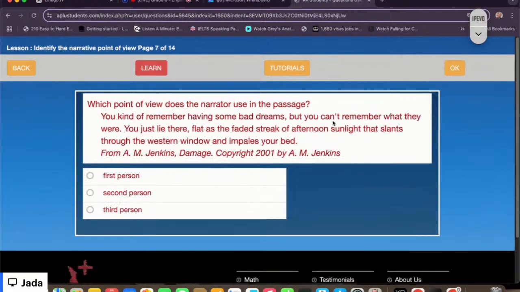You kind of remember having some bad dreams, but you can't remember what they were. You just lie there flat as the faded streaks of afternoon sunlight that slant through the western window and impale your bed. First, second, or third.